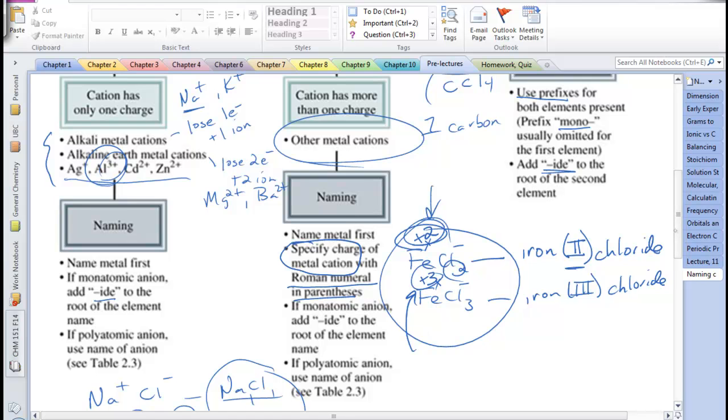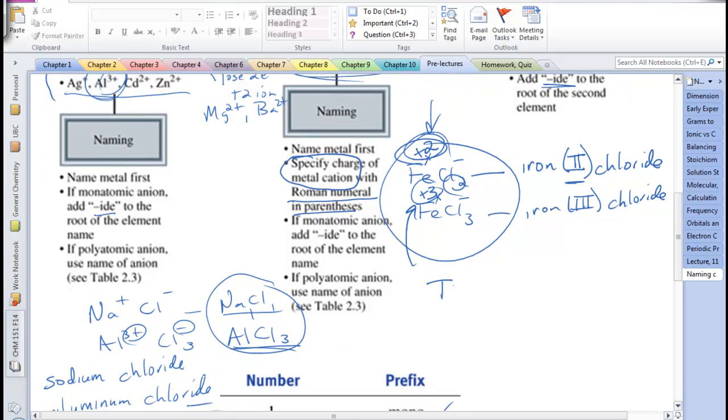So here are 2 more examples. Now remember, we can have polyatomic ions. So this is titanium, Ti, combined with carbonate. And there's another one. So there's 2 different titanium carbonates. We have to specify the charge on the cation. If I just said titanium carbonate, it'd be like, which one? There are 2 different ones. Which one is it?